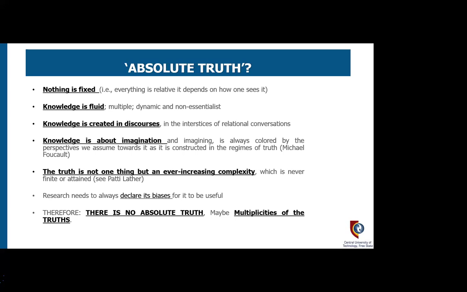Knowledge is about what we're imagining, as we're interacting and engaging with the participants, as we're engaging and reading whatever literature. So we're beginning to imagine things. So knowledge is about imagining. Imagining is always colored by a different perspective. And the truth is not one thing, but it is an ever-increasing complexity, which is never finite, and can never be attained. And then research also needs to always declare its biases. So that is why, as you will be choosing a particular research design, you'll have to declare your biases in that.